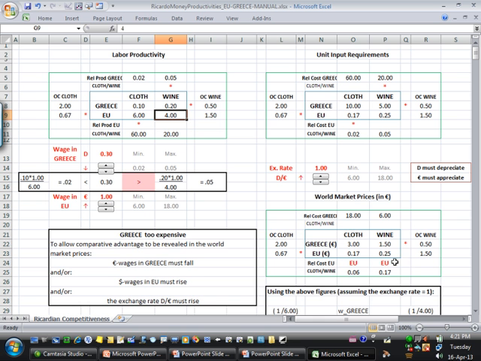And now you notice that Greece has completely priced itself out of the market. What can Greece do to let its comparative advantage appear again? Well, the wage, expressed in drachma, or Greek euro, if they had their own money, the wage could go down. But of course, nobody wants the wage to go down because that's their income.